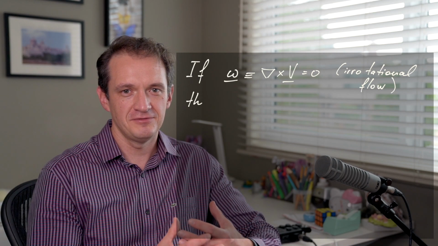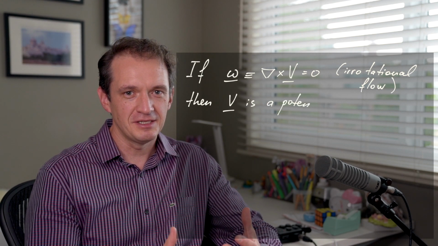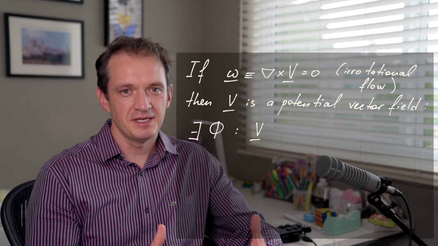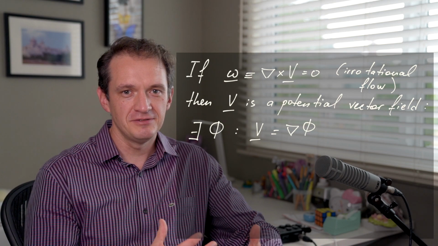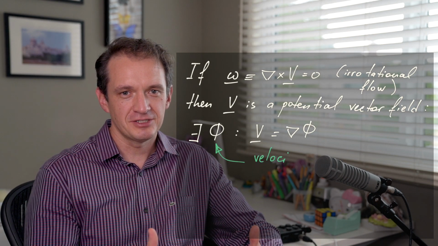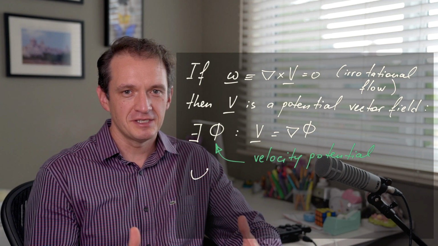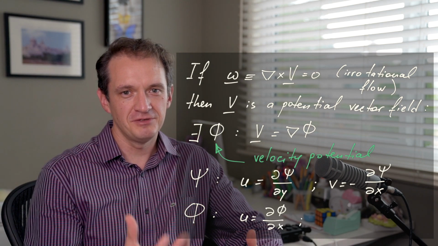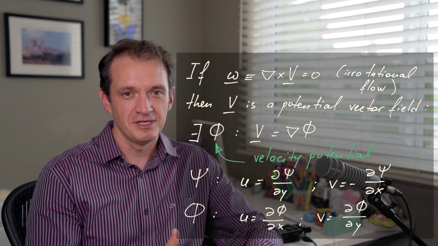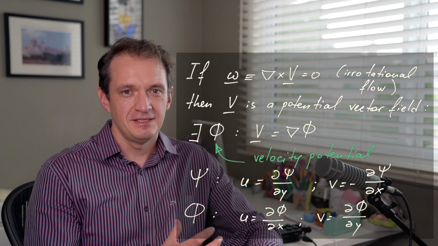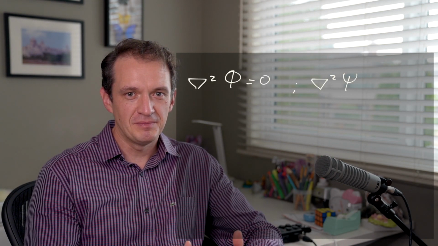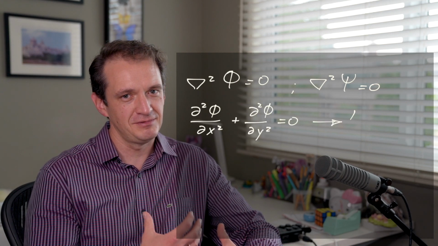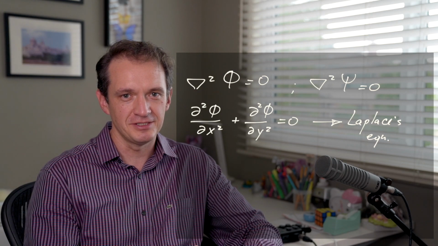So if the velocity of the fluid can be represented by a gradient of a scalar potential, then in a 2D situation, we can define a stream function, and the velocity components can be derived then either from the potential or the stream function as derivatives of those. It turns out that the governing equations, the conservation of momentum, reduce to a linear partial differential equation, in the simplest case, Laplace's equation.